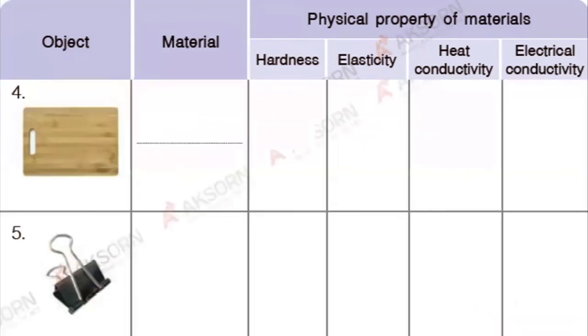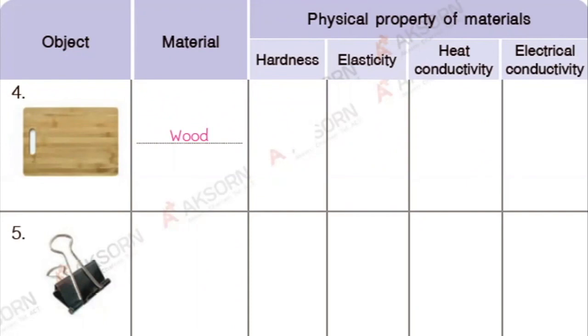And we continue. What is number 4? Object number 4 is a kitchen cutting board. What kind of material do we use to make a kitchen cutting board? Do you remember? You can guess. What do you think? For sure, it's wood. Write it down in your work textbook. Wood. What about the physical properties of wood? Is it hard or not? Can we stretch it or not? What about heat and electrical conductivity? Write it and tick it, okay?